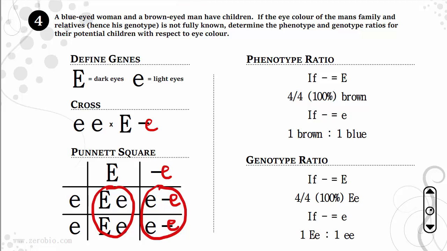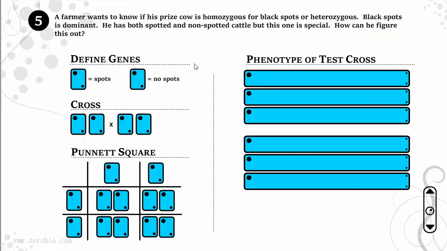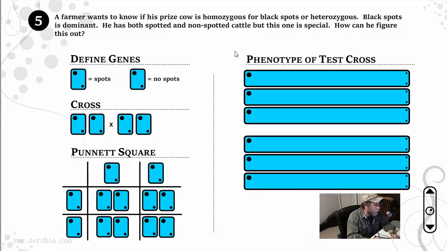All right, let's do a similar problem over here with this farmer guy. A farmer wants to know if his prize cow is homozygous for black spots or heterozygous. Black spots is dominant. He has both spotted and non-spotted cattle. All right, so he's got lots of different varieties, but this particular cow, this one is special.